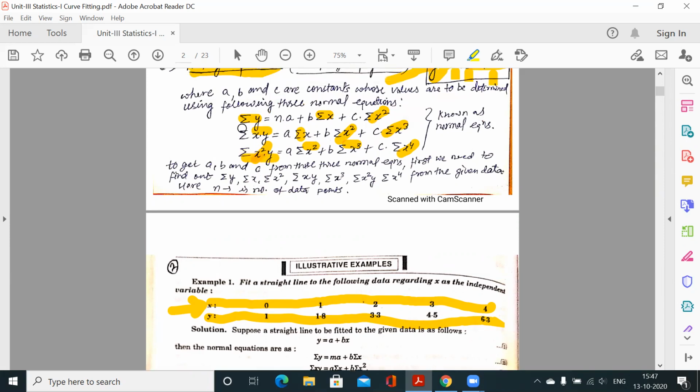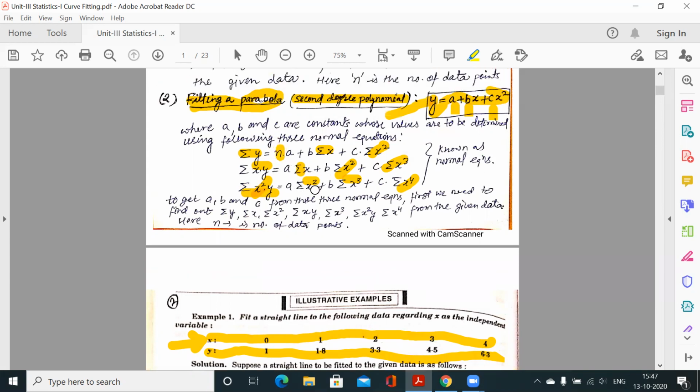So all the summations we have to find out. Then what is n? The total number of data points. In this way we will get three linear equations in a, b, c, and you know how to solve linear equations. We will solve these three linear equations to get the values of a, b and c, and those values will be substituted in this equation to get our final answer. So this is the simple process.